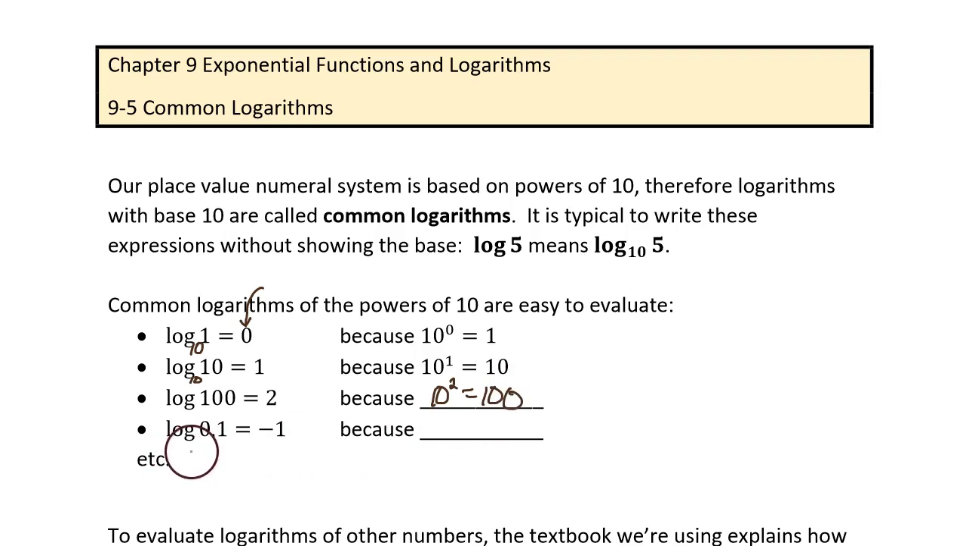What about this last one? Why is the log of 1/10 equal to -1? The reason is because 10 to the -1 power is equal to 1/10.